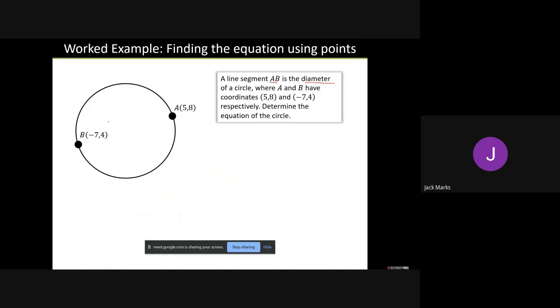So worked example, what are we going to do here? Well, we need the center first of all.